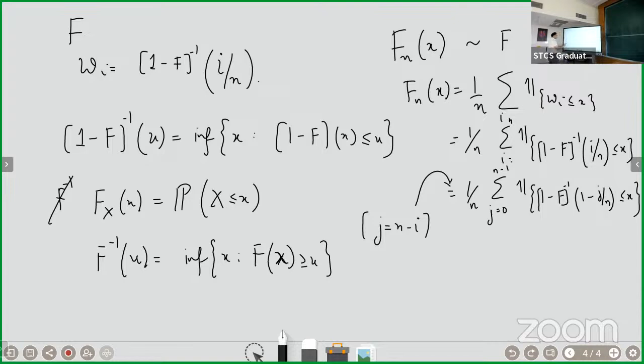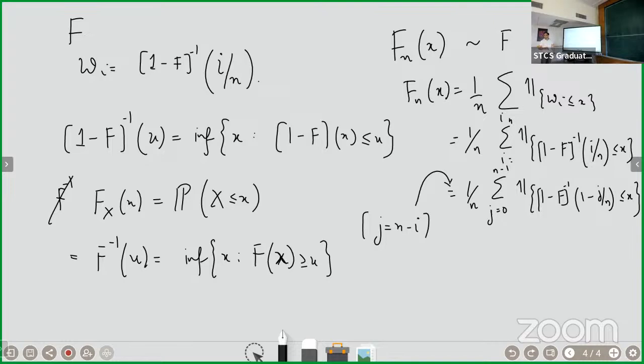And interestingly enough, what is this equal to in terms of 1 minus f inverse? We have this equation. Can you write something of this form equal to this? Nothing to do with that. Just brute force definition. What is 1 minus f inverse of u? Infimum of x, 1 minus f of x to be less than or equal. What is this f inverse of u? Infimum of x, f of x greater than u.